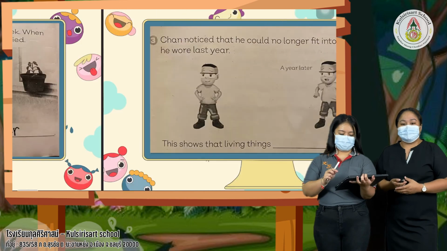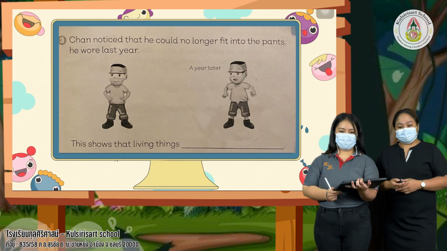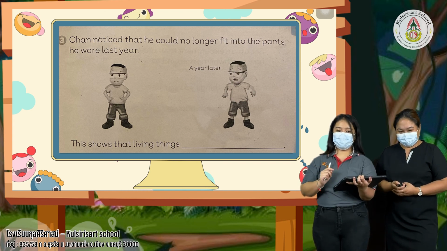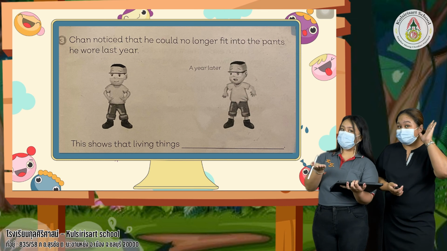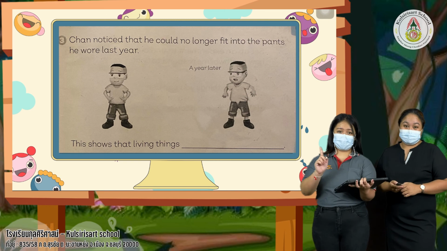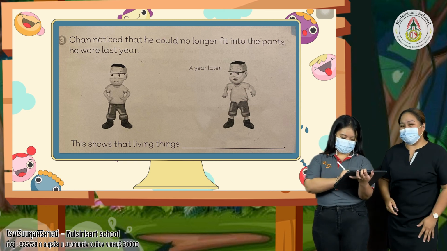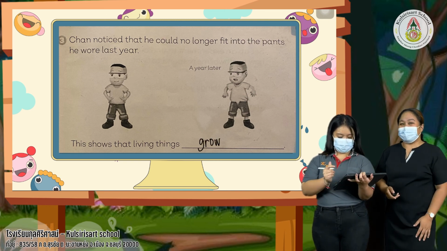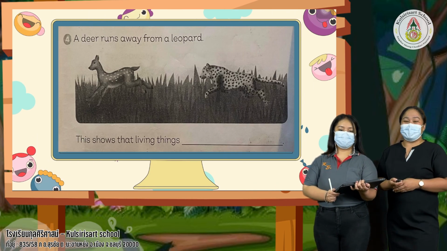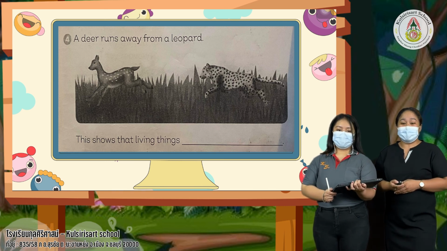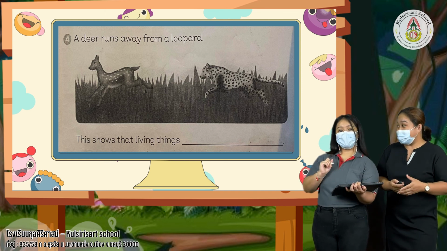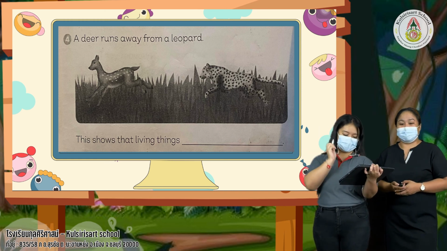Okay. Next one. Chan noticed that he could no longer fit into the pants he wore last year. This shows that living things. What do you think? Write your answer. The answer is living things grow. Yes. I hope you're getting the correct answer. Okay. Next, number 4. A deer runs away from a leopard. This shows that living things. What do you think? The answer is respond.